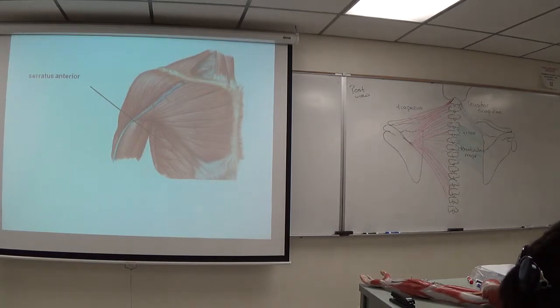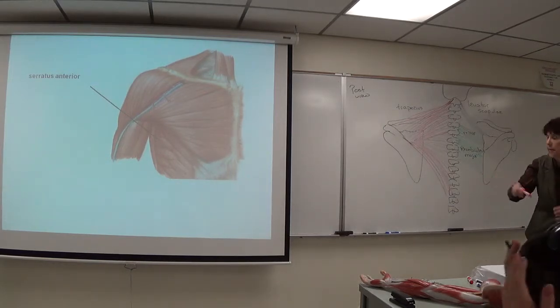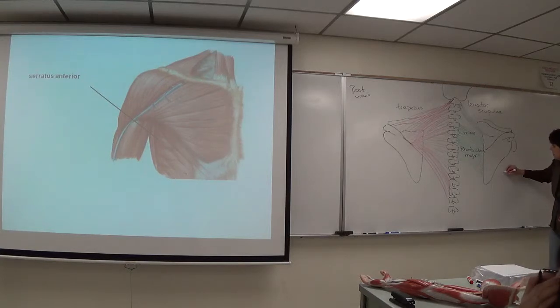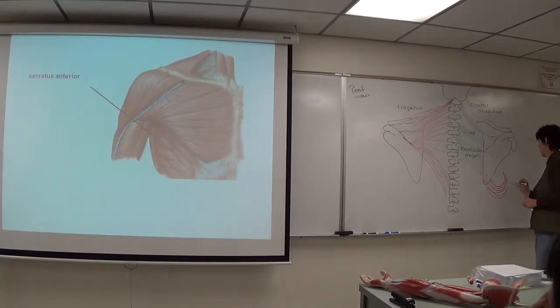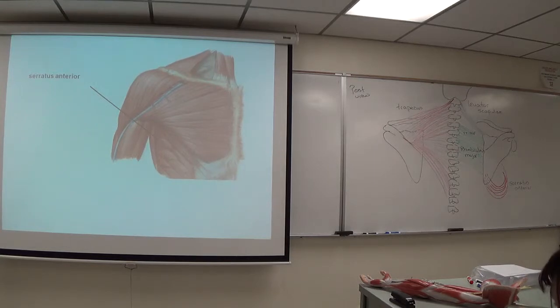Its origin, as you can see here, are the ribs, and then from there, it's going to swing around and attach to the anterior surface. We can see that on the cadavers. It's going to pull the scapula forward. This is another muscle that can be an accessory respiratory muscle, because its origin is the ribs and its insertion is the scapula.